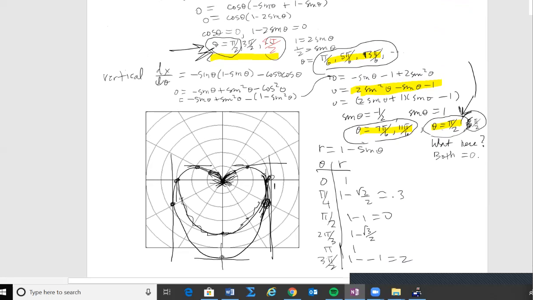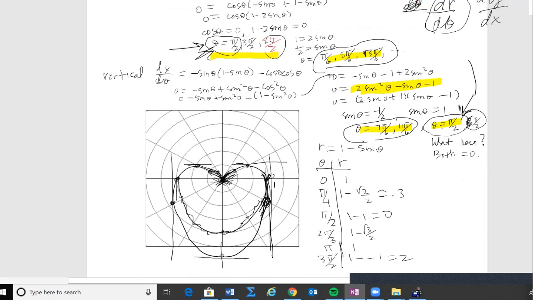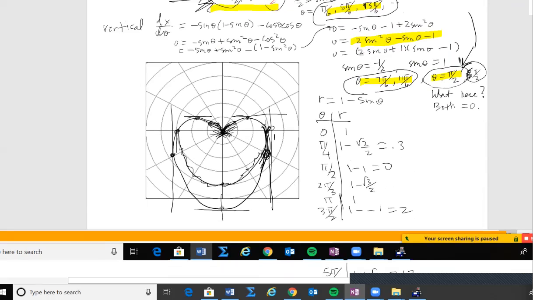I'm going to mention one more thing about this derivative thing. We have done a lot with this dr d theta. I mean, we've been checking dy dx, which gives us the change in y divided by the change in x, and the rate of change of y with respect to x. But what's the rate of change of r with respect to theta? That's a strange quantity graphically. What it means is, let me show you an example.